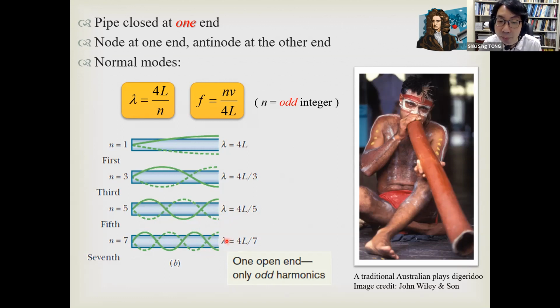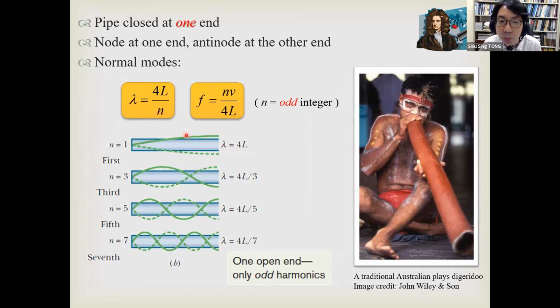Okay, so that means the wavelength is equal to 4L/7, and so on and so forth. Now this can be summarized by using this formula. Instead of 2L/n, you now have 4L/n, but with n equal to odd integer. Now you can see from this, when n is equal to 1, that gives you lambda equal to 4L.